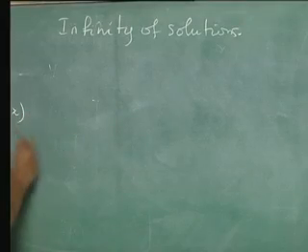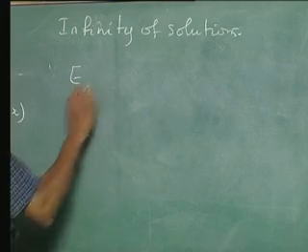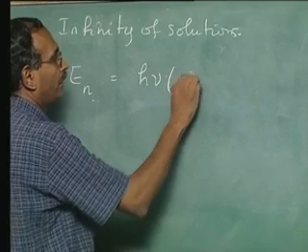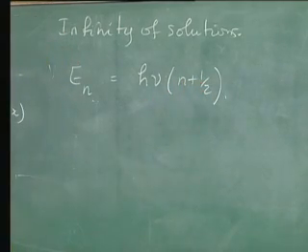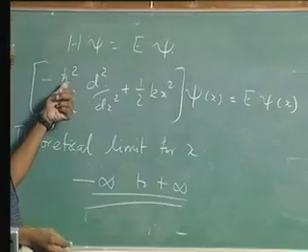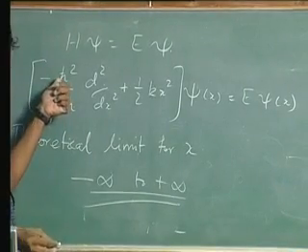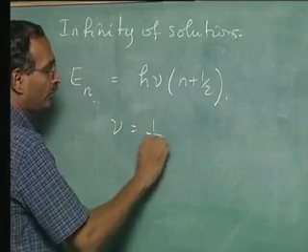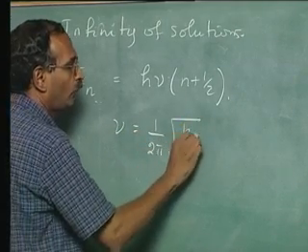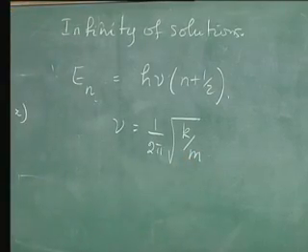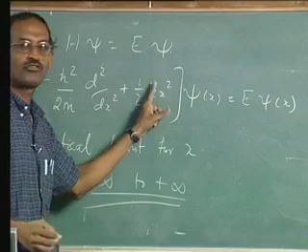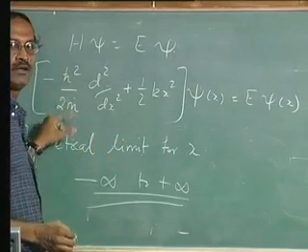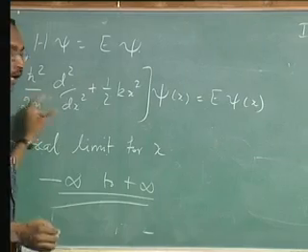The value of E turns out to be n plus a half, times h nu. Here h is already in the differential equation, through h bar squared, h by 2 pi, so when you solve, the h comes out. What is nu? Nu is 1 by 2 pi times the square root of k by m, where k is the force constant associated with the potential, and m is the mass of the particle of the oscillator, associated with its kinetic energy term.